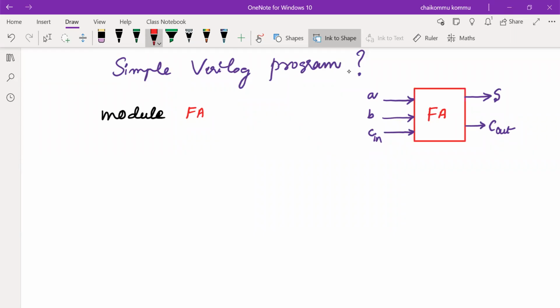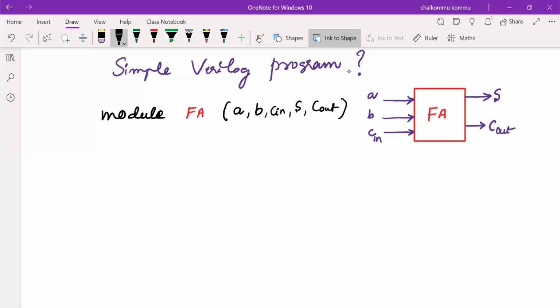Now, we should mention the external view of your design. What is the external view of your design? What are the external view inputs and outputs? What are the inputs and outputs you are taking? What are the variables you are taking? A is one, B, CIN, sum and C out, right?